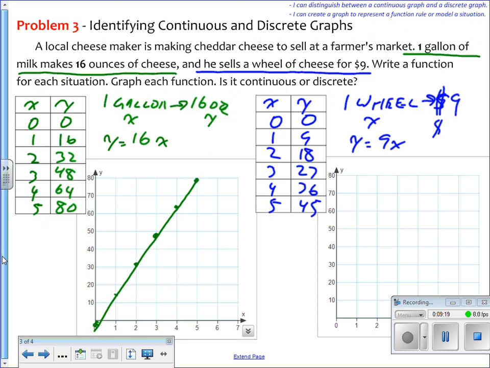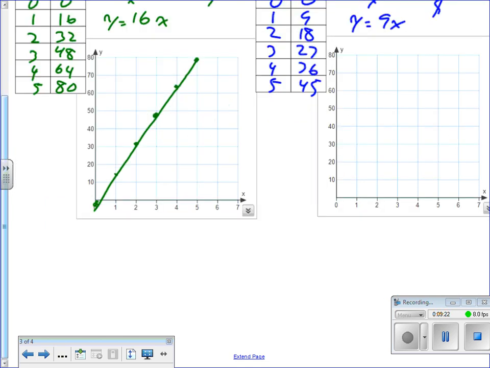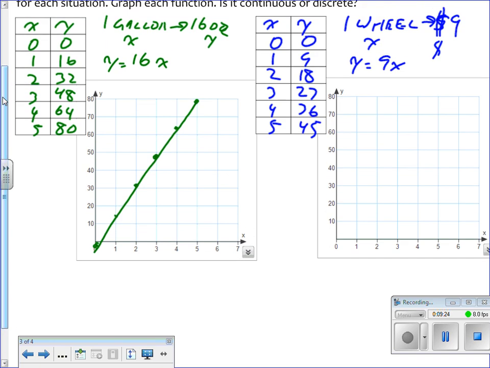And then plot them. And I'll roll this up so we're not blocked. 0, 0, 1, 9, 2, 18, 3, 27, 4, 36, 5, 45. And the question is, is this discrete or continuous? Does he sell partial blocks or partial wheels? Most likely not, so this would be discrete. This would be individual points. He probably has it prepackaged and sells just by the wheel alone. That's the implication.